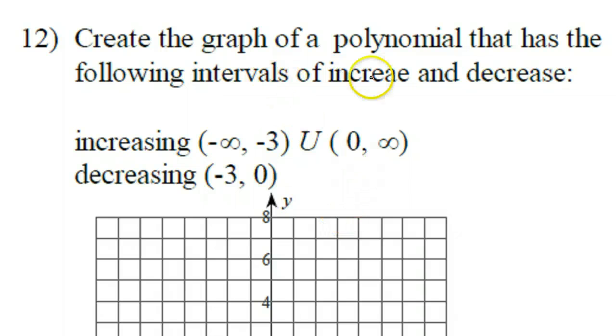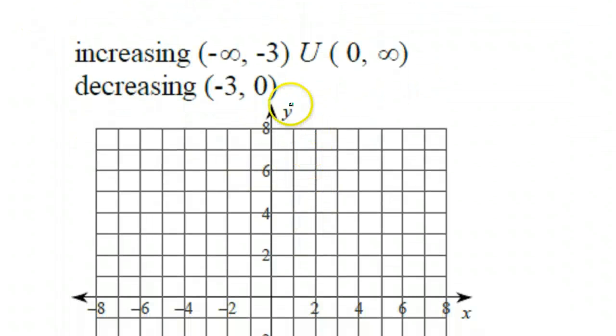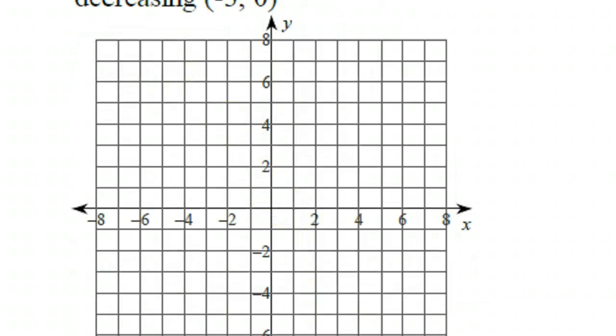We get to make up our own graph of a polynomial that has the following intervals of increase and decrease. All right, so it's got to be increasing from negative infinity to negative 3. Okay, so here's negative 3 right here. All right, so it's got to be increasing from here to here.